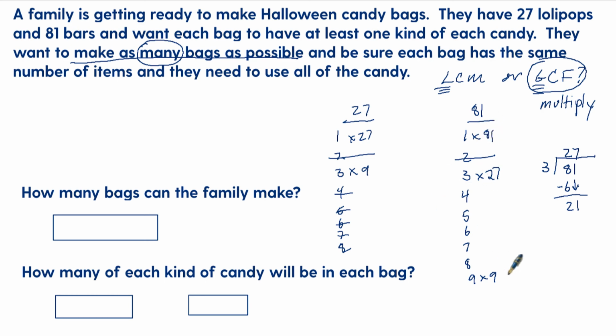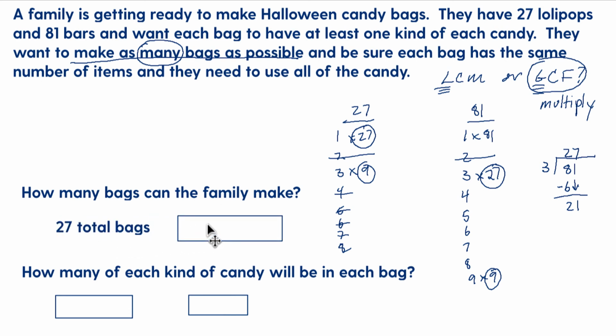So what is the greatest one? You can see 9 as a potential answer, but there's also 27. And this is one of the main reasons why I have students start with 1 times the number, because in this case, 1 times 27 allows it to be the greatest common factor. So if we answer these questions now, and any of these could be potential questions on the GED, how many bags can the family make? Well, they can make 27 total bags. That'll be the greatest number of bags that they could make.